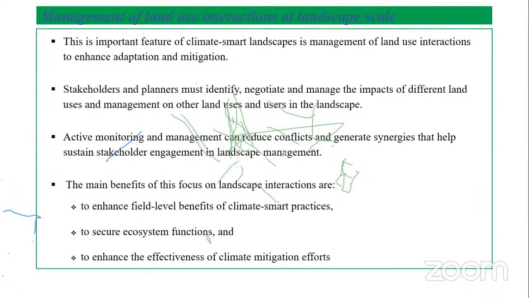The second one is to secure functional ecosystem. Okay, the technology, the inputs we apply, the strategy and tactics we follow should support and secure our ecosystem services. So the second one is securing functional ecosystem, or it helps us to secure ecosystem functionality. The third one, and a very important one, is to enhance the effectiveness of climate mitigation efforts. It has to be effective. Effectiveness is in terms of cost, in terms of simply, I can say, productivity. Okay, productivity can directly measure the effectiveness of that innovation solution or that technology.